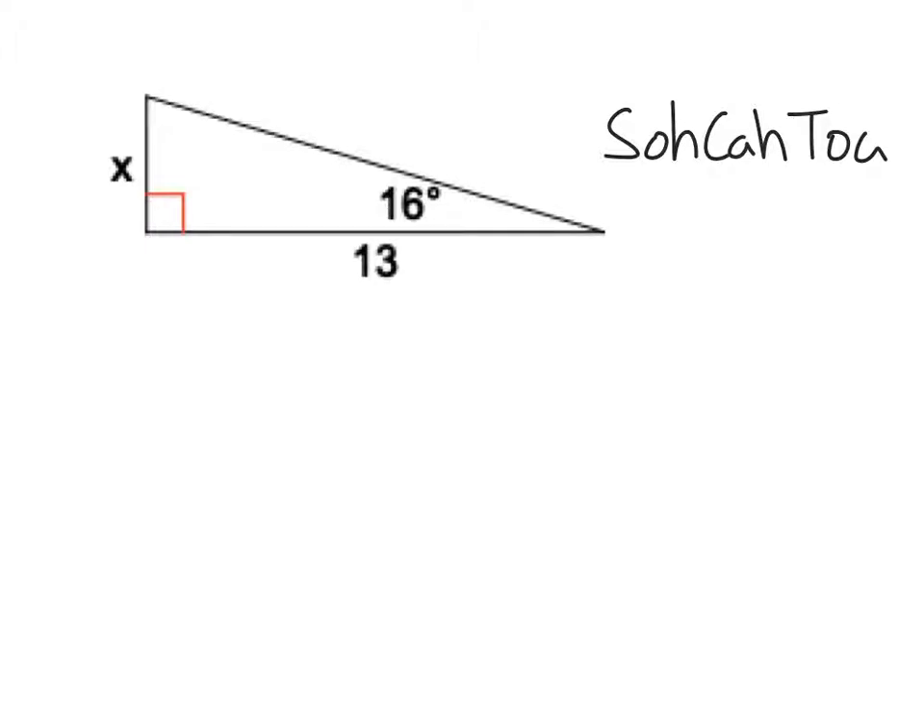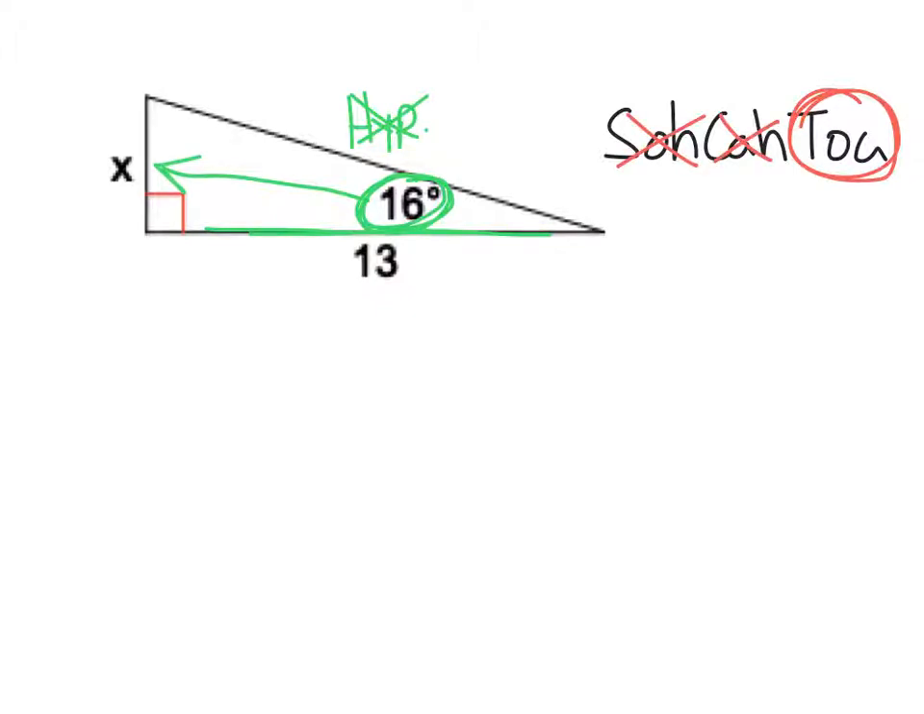Looking at my information, here's my angle. There's my angle. And so I'm given the opposite side, and I know the adjacent side. I do not know the hypotenuse. This is the hypotenuse up there. I don't know the hypotenuse, but I do know the opposite and adjacent. So that means I am using the tangent, because both sine and cosine use the hypotenuse. So I'm using the tangent.